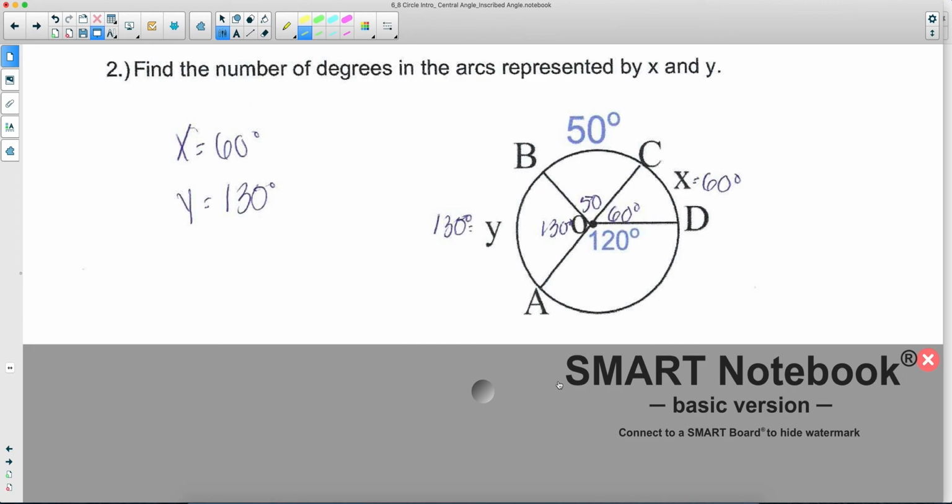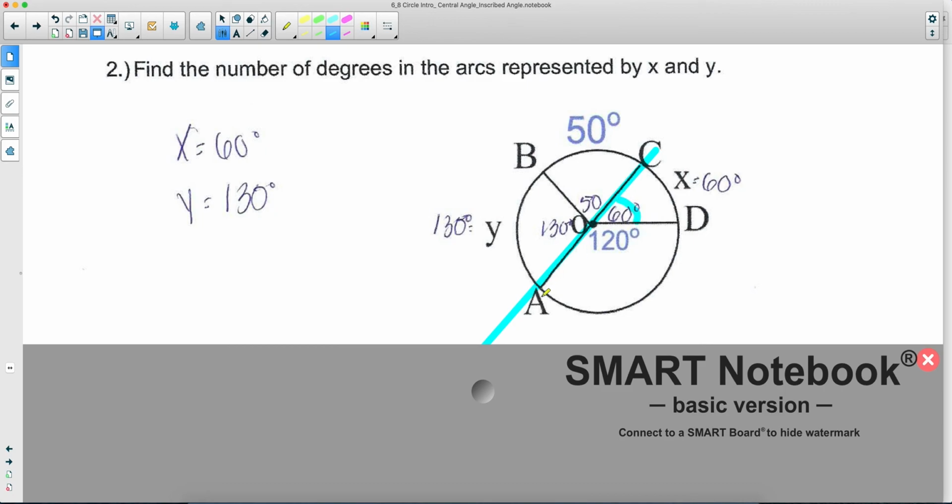We have to find the values of x and y. Those are arc values. And for this, I really like to focus on that they gave us a diameter. So here's your diameter. They tell you that this angle AOD is 120. That means that this angle here is 60.